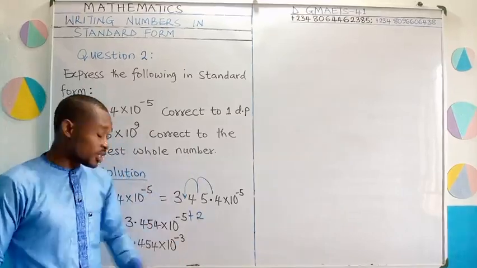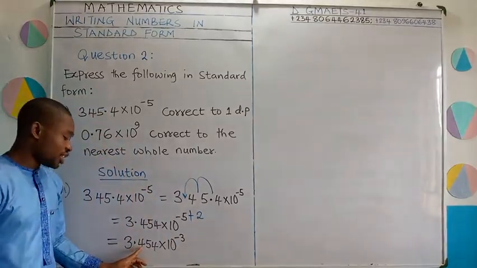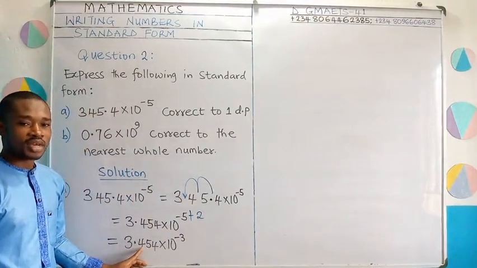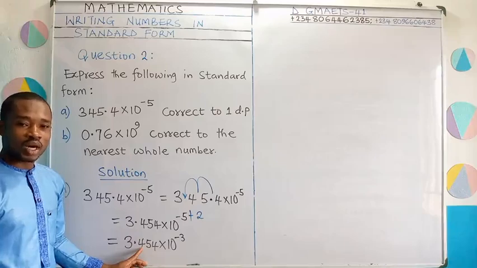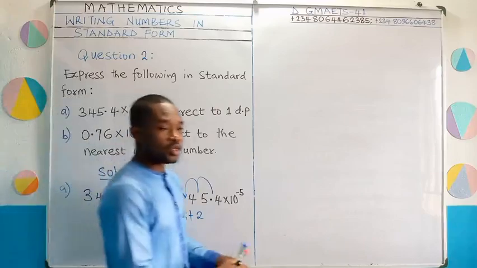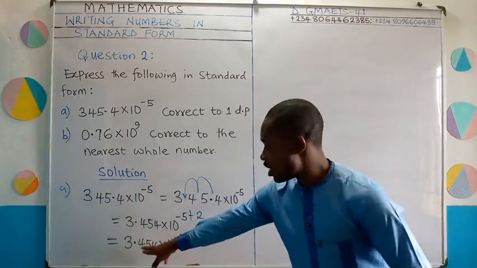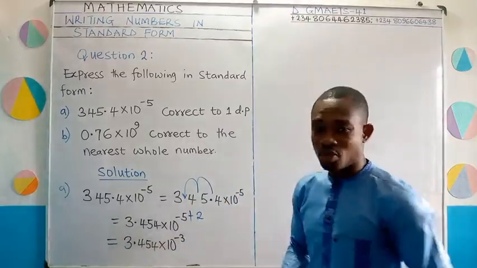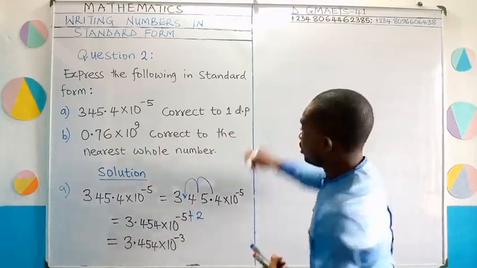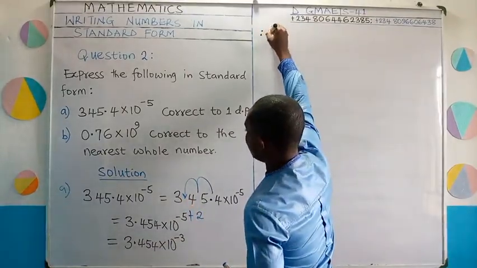So one decimal place means after the decimal point, I should get only what? One decimal digit. Therefore, what I'm going to do is to round off to the nearest tenths. I've explained all of this in our Sacred Foundation of Mathematics already. I'll now conclude.